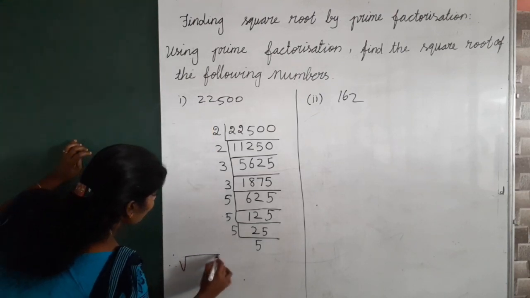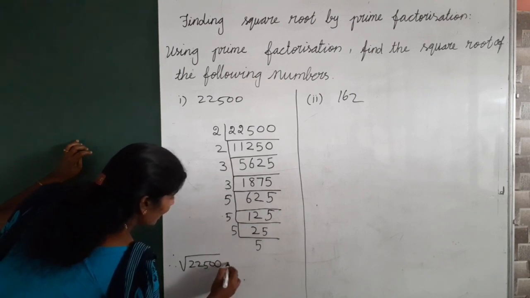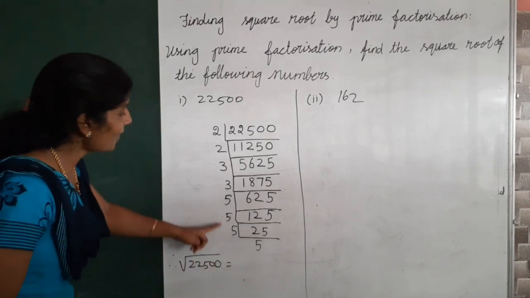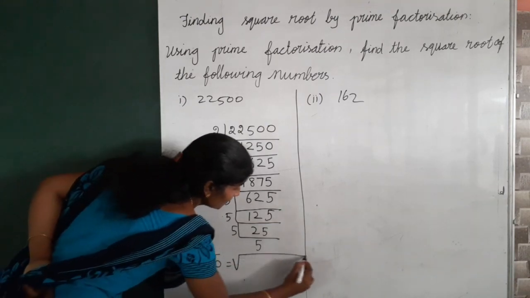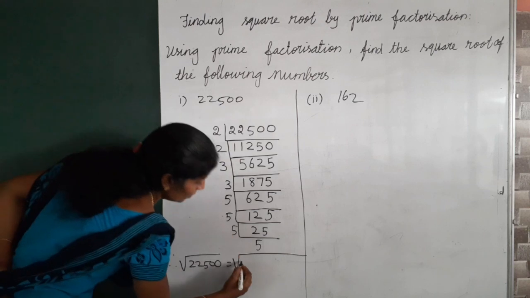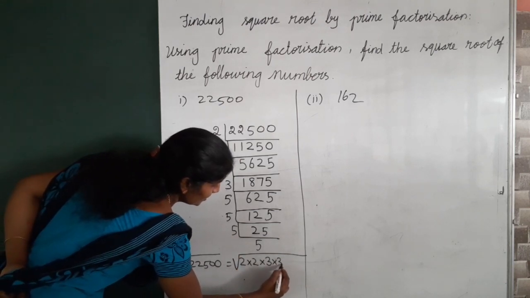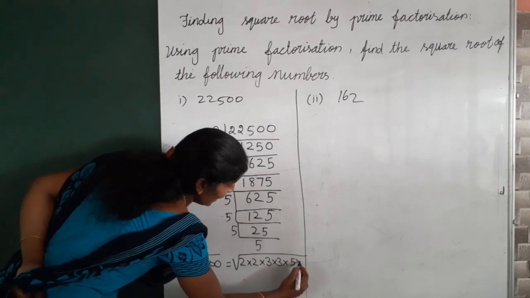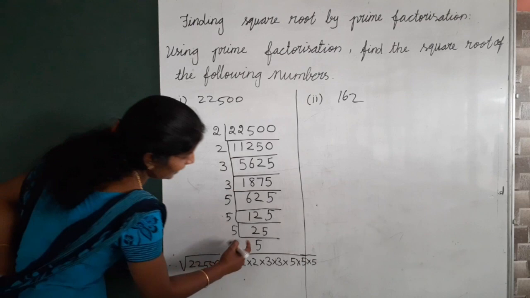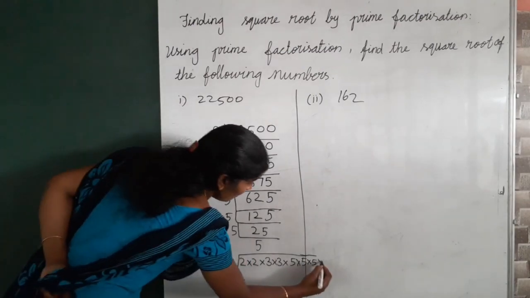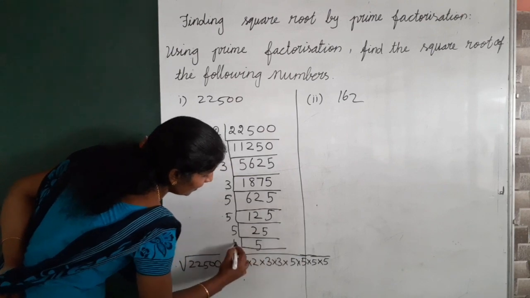Okay, now we can write. We want to find the square root value, isn't it? Therefore, the square root of 22,500 equals, now what are the factors? We can write in root: root of 2 times 2, 2 into 2, 2 times 3, 3 into 3, then 3 times 5, 5 into 5. Again, one more time 4 times 5. Okay?